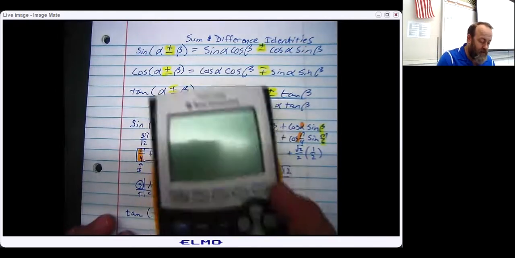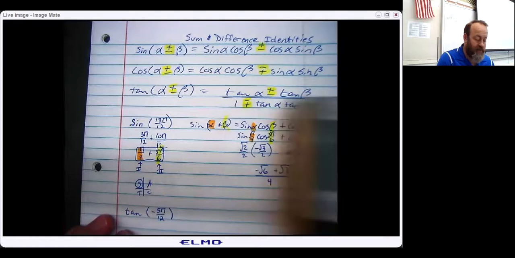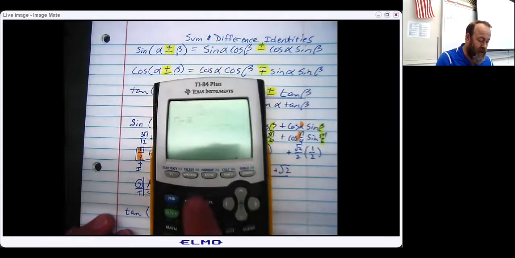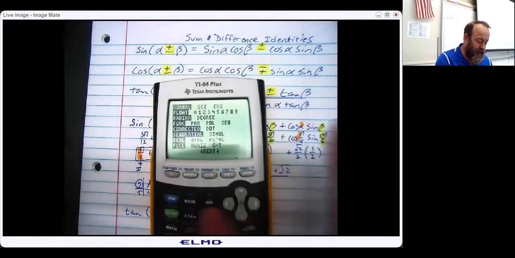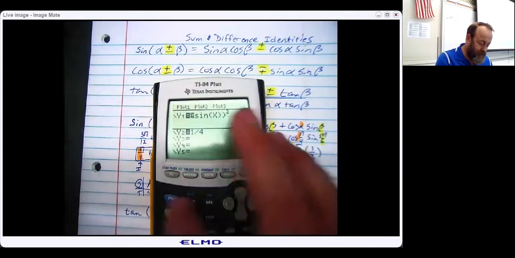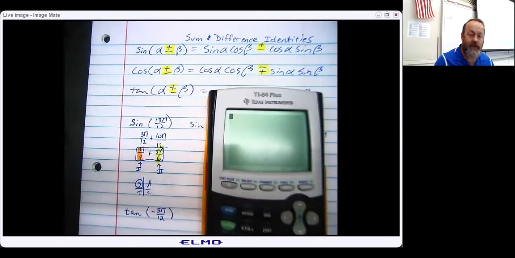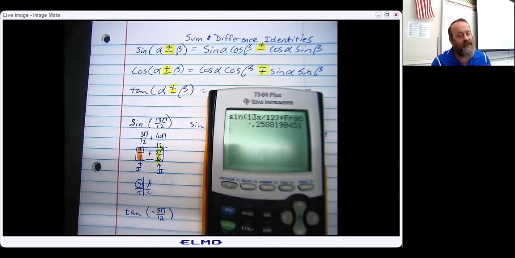Now keep in mind, it's really easy to make a mistake when you have so much happening right here. So again, if I just make sure that I'm in radian mode, I'm going to go ahead and ask the question of my calculator to make sure that I didn't make a mistake. So I have the sine of 13 pi over 12. And if I try math enter to make it a fraction, it just won't do it because this is an irrational value.